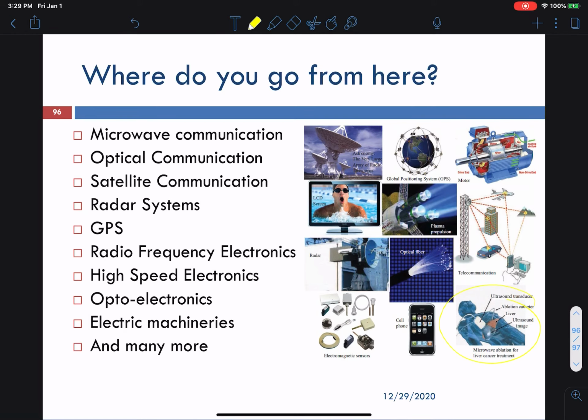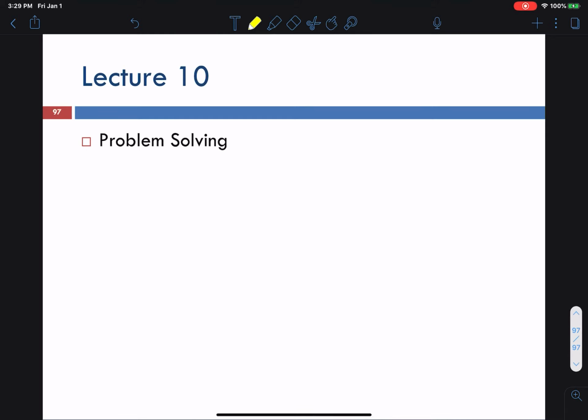That's all. In Lecture 10 we're going to spend the whole lecture only solving problems. Hopefully we will be ending this chapter at Lecture 10. Then you can start chapter 3. All right, and see you for chapter 3.